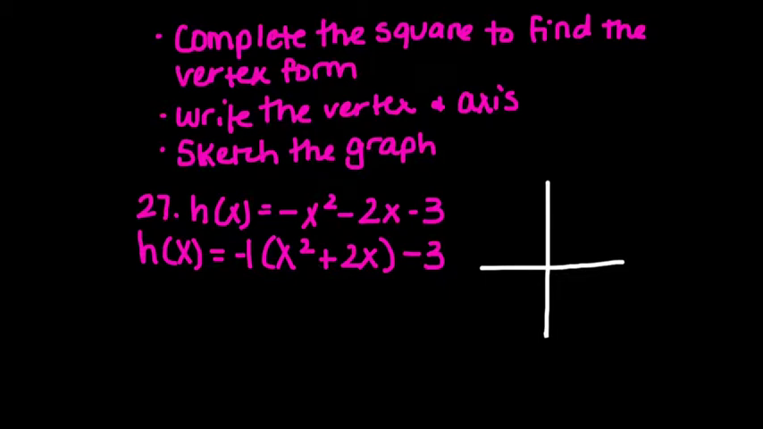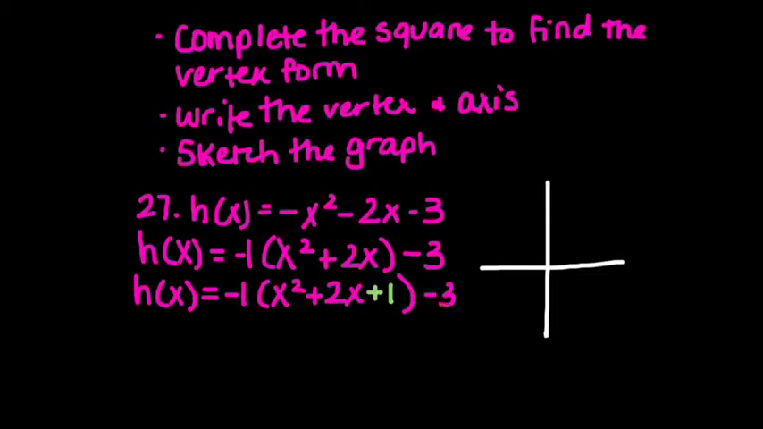To complete the square then, I have h of x equals negative 1 times the quantity x squared plus 2x. To decide what I need to add inside the parentheses, I take half of the linear coefficient, half of 2 is 1, and then I square that. 1 squared is 1. So I will add a plus 1 inside the parentheses. I still have the minus 3, and then I have to consider what I need to take off of the end so that I can balance everything out.